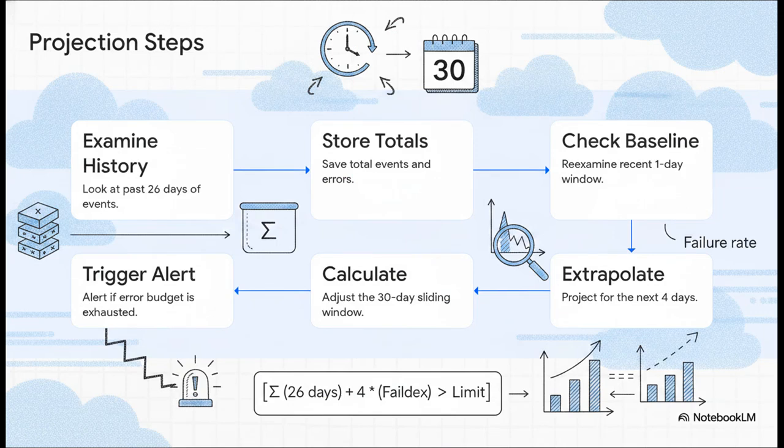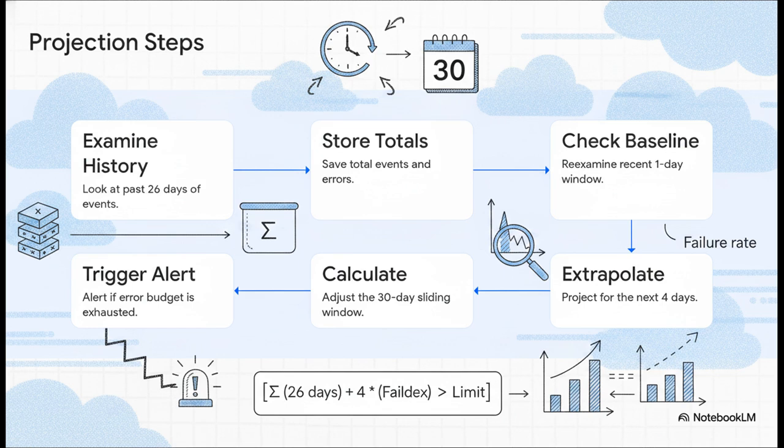The actual procedure involves these 6 precise steps. It seamlessly combines your past 26 days of reality with 4 days of extrapolated performance. Step 1, you start by pulling the actual totals of your past 26 days. Then, you store those totals.